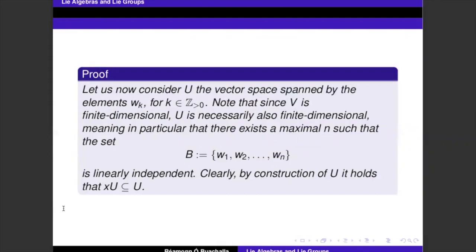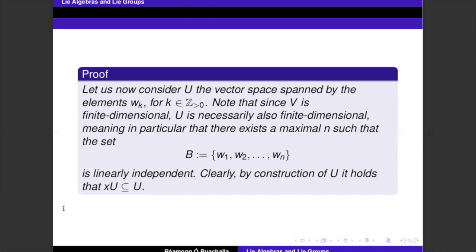So now with this identity in hand, we can consider the vector space U spanned by the elements wk. Now we note that since V is finite dimensional and U lives inside V, this of course must also be finite dimensional. That means in particular that there's a maximal n such that this set is linearly independent.